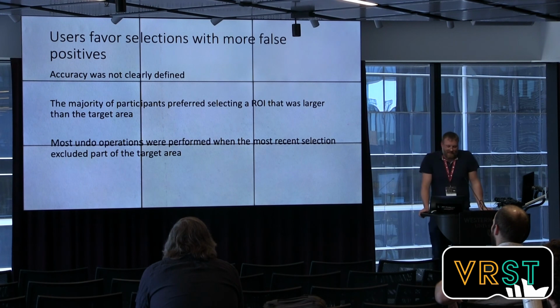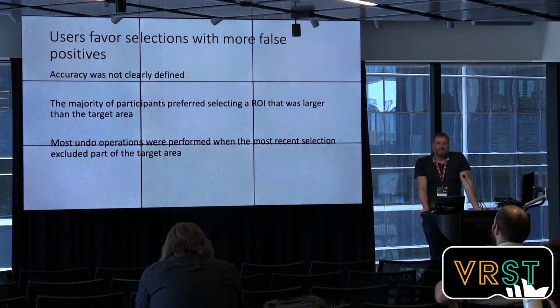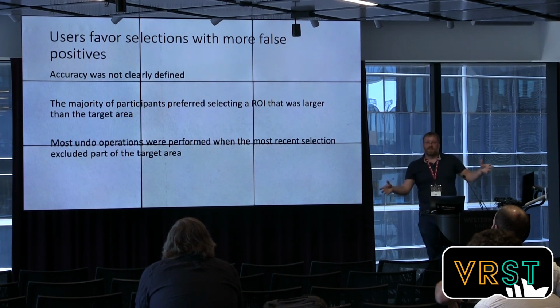Finally, one of the most interesting results is that users tend to favor selections with more false positives. So we didn't actually define what we meant by accuracy. We just told the participants be as quick and accurate as possible. And we noticed that the majority of the participants preferred selecting regions of interest that were larger than the target area. So you essentially have more false positives within that shouldn't have been selected.